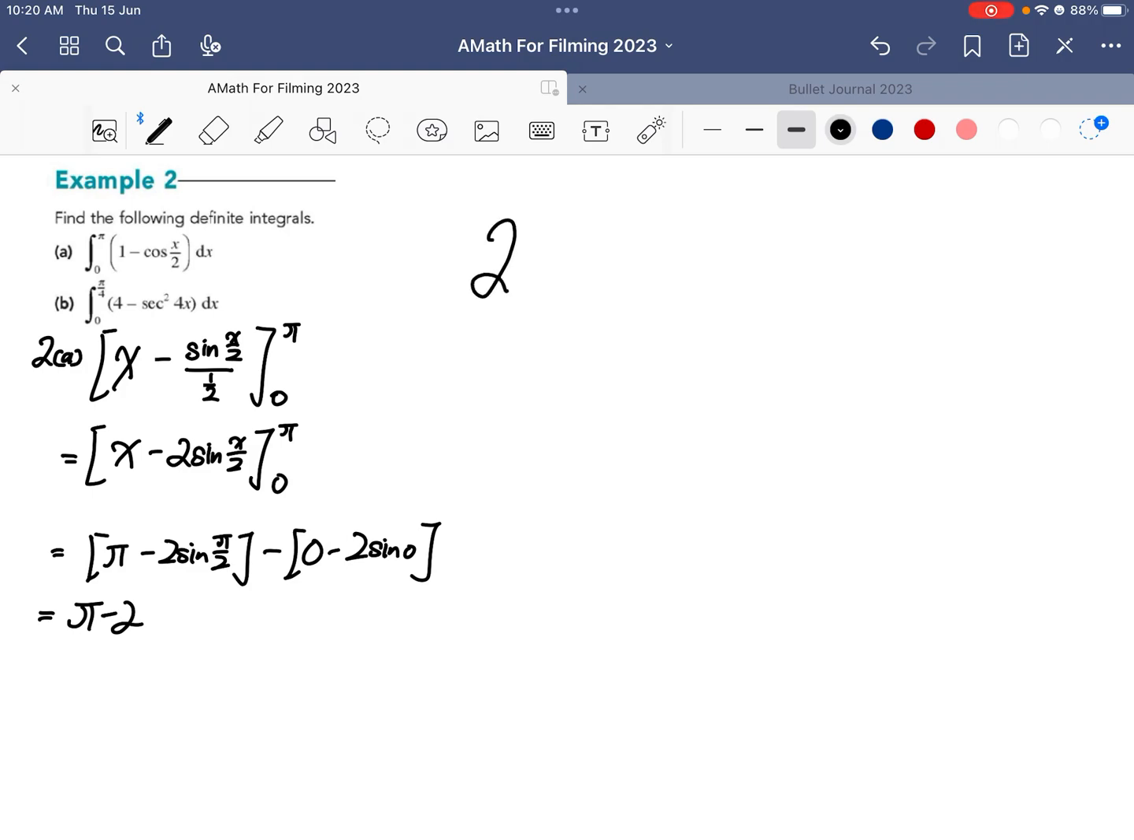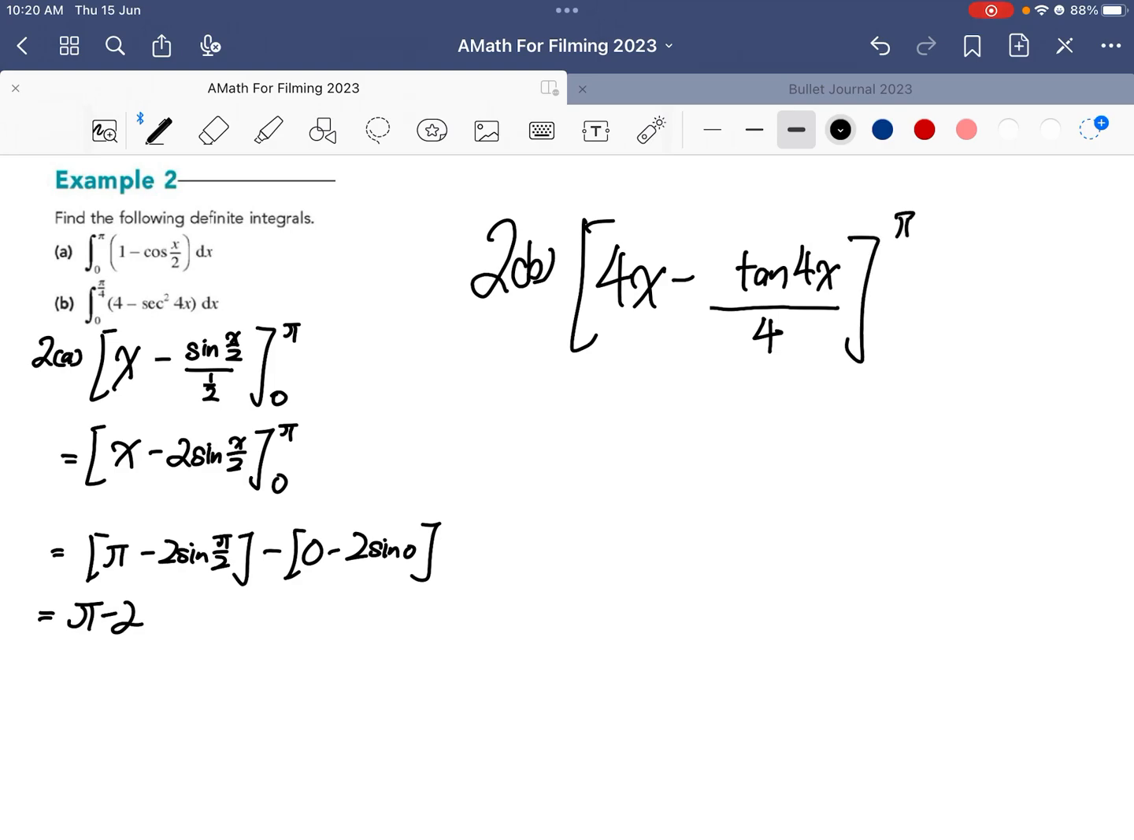Similarly, what we have is question 2b. So what we are attempting to integrate, from 0 to pi over 4, is 4 minus secant square 4x. So what I'll do here is, you integrate 4, you get 4x. Secant square integrated is tangent of 4x. Don't forget to differentiate the 4x, which gets 4, and then what I'll do is divide by 4 like this, and then my limits are pi over 4 to 0.